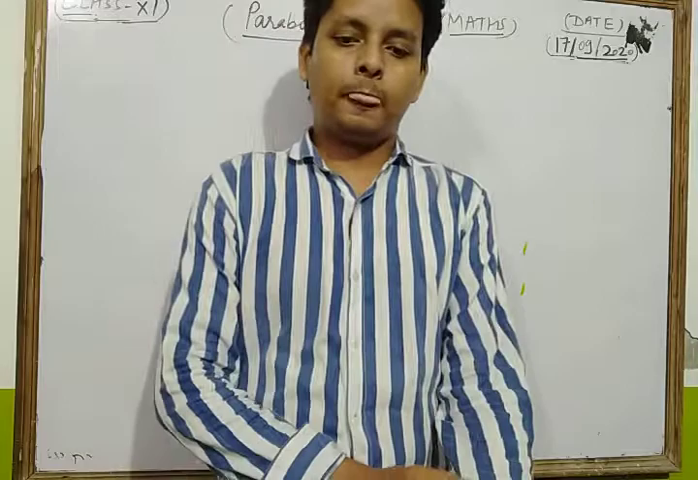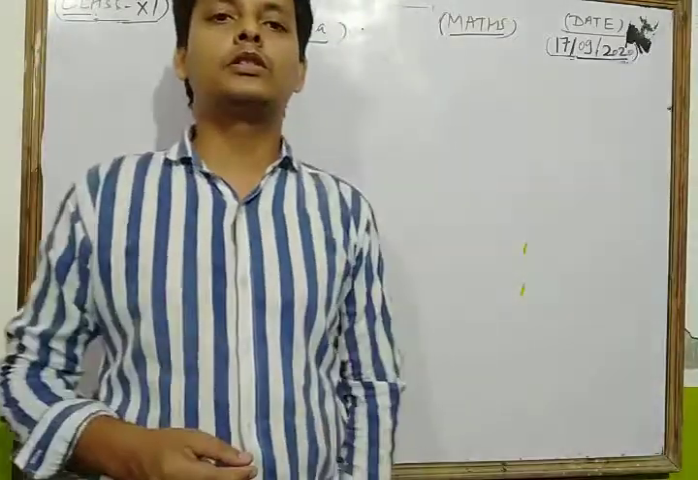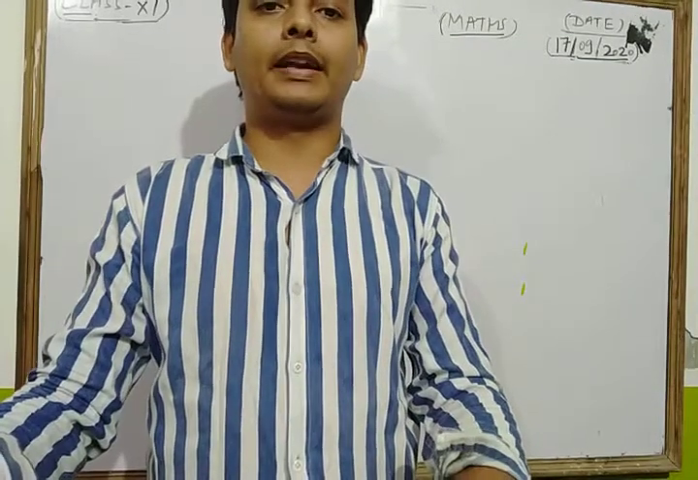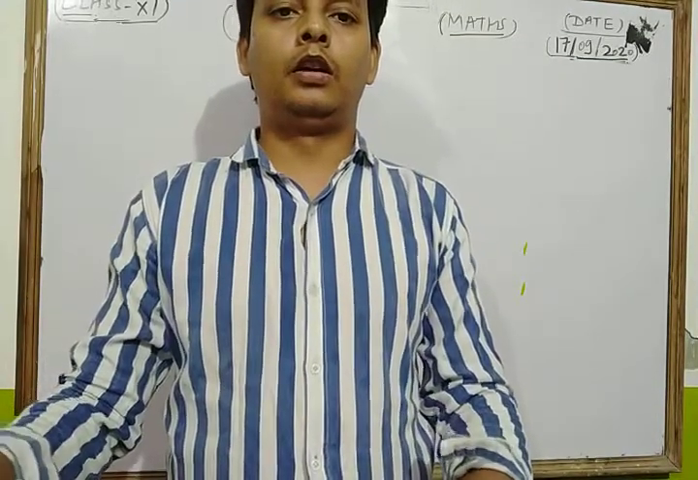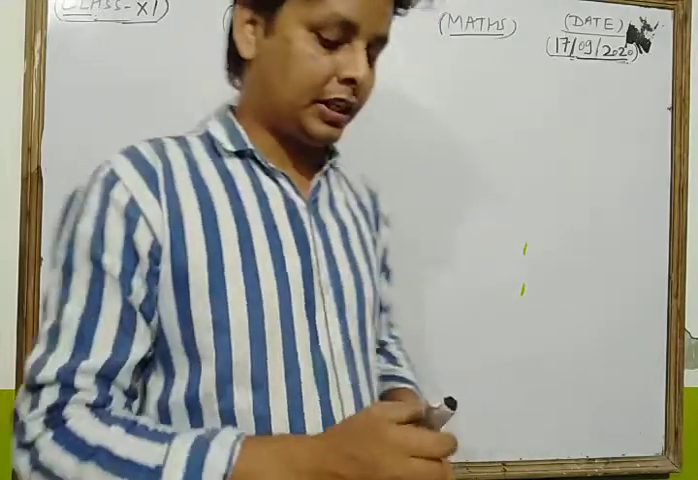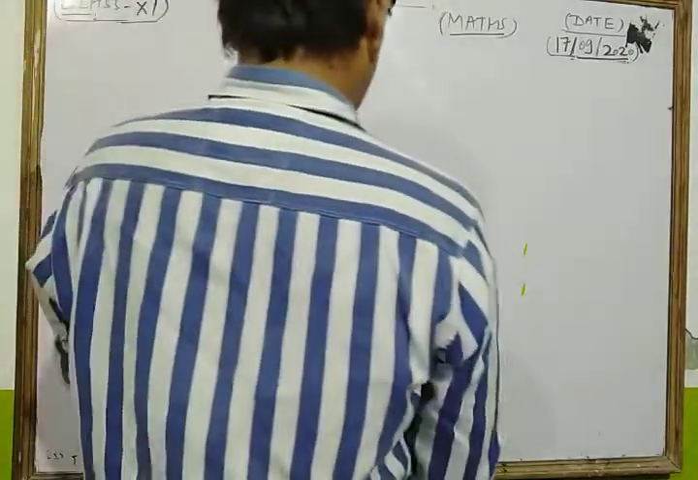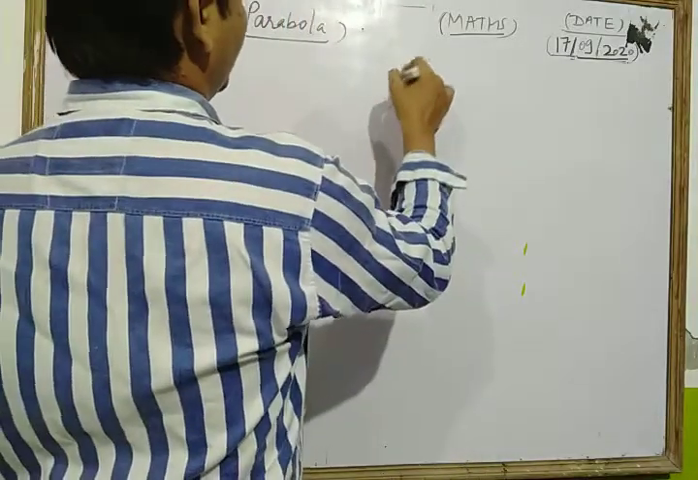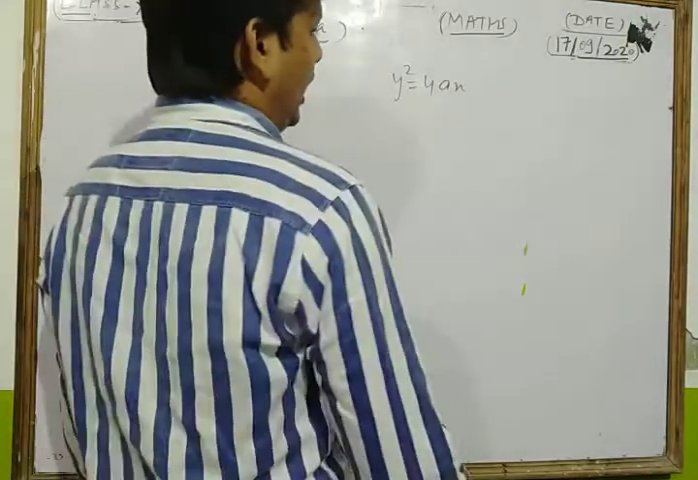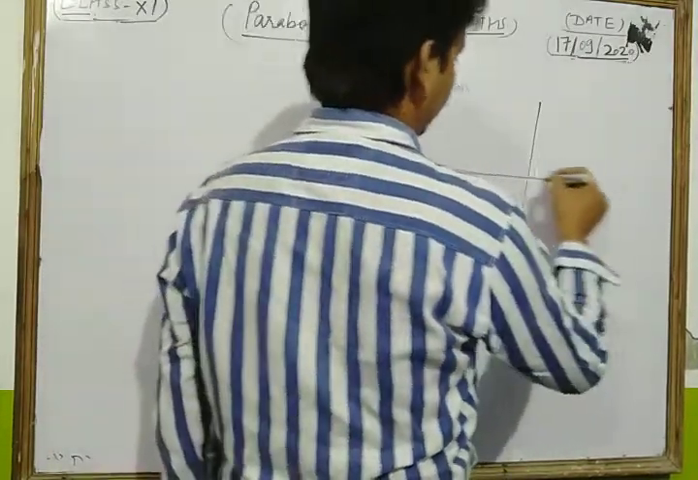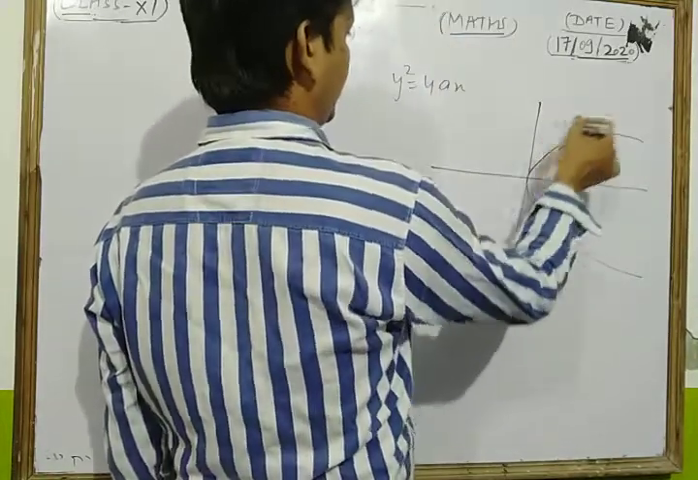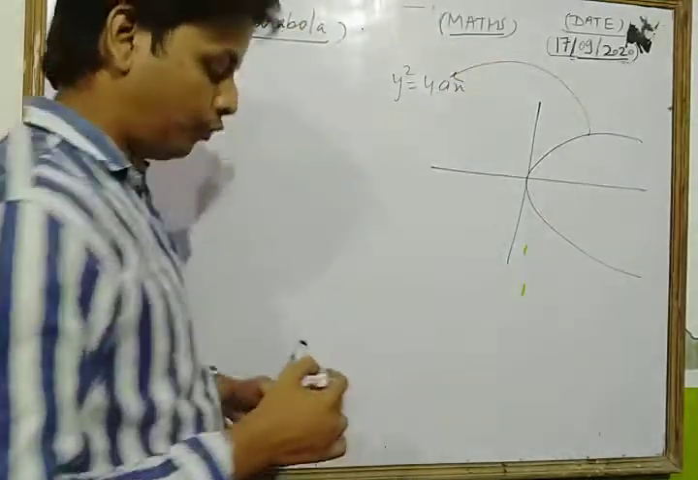Dear students, in the previous class we discussed the concept of the parabola, and we proved the standard equation of the parabola of the form y square is equal to 4ax. We discussed the right hand parabola and its general equation, y square is equal to 4ax.